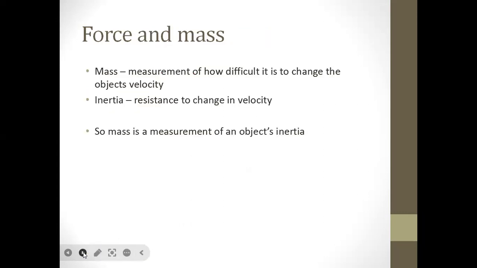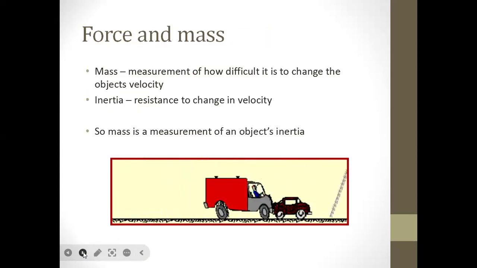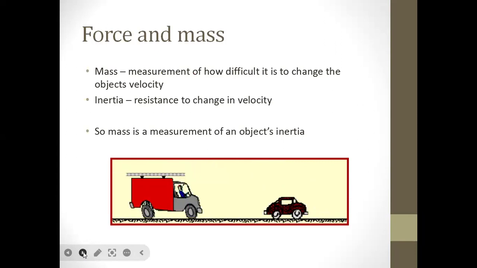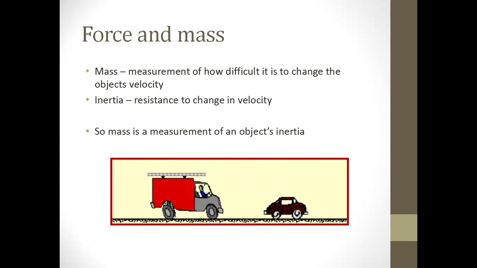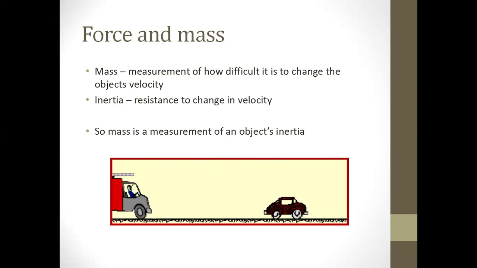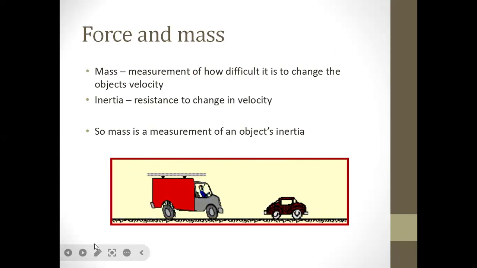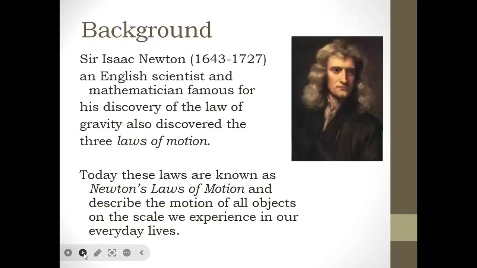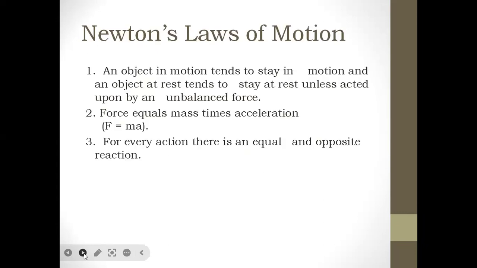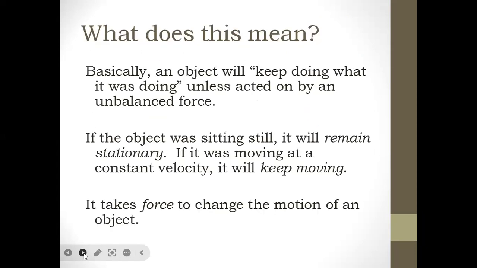So mass equals inertia also. This is an example of mass being the measure of an object's inertia. This is also an application of Newton's third law and second law. Now this is the background of Newton's laws of motion. This is the first law. This is the application, a real life example.